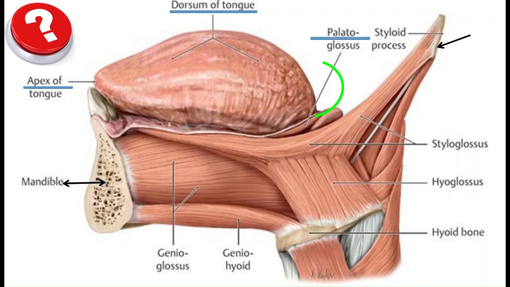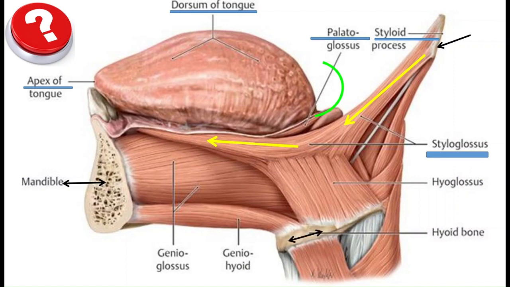Then superiorly and posteriorly we have the styloid process, and the styloid process gives origin to a muscle that comes down and then inserts into the tongue, and this is called the styloglossus muscle. Now you know the function of this muscle. It pulls the tongue up and posteriorly. What is next?